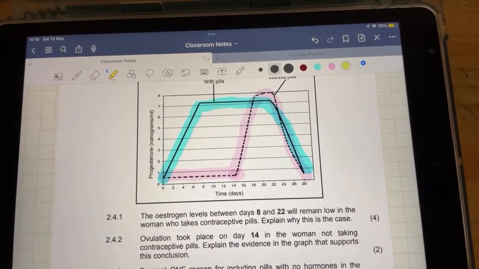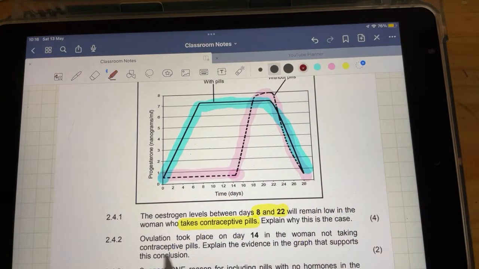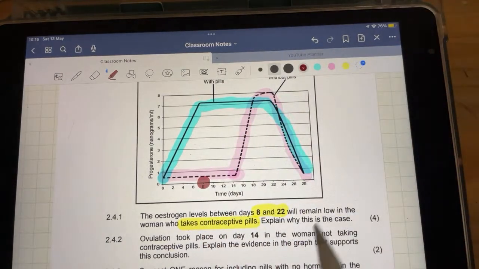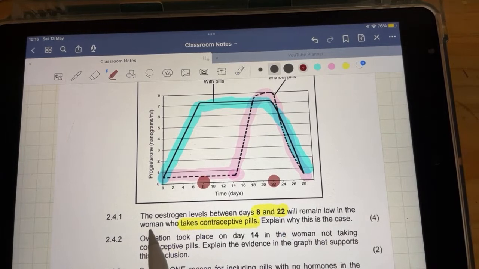So let's get into the questions. Number 1 says the estrogen levels between day 8 and 22 will remain low in the woman who takes the contraceptive pills. Explain why this is the case. So let's go to day, what does it say? The estrogen levels between day 8 and 22, there we go, will remain low in the woman who takes contraceptive pills. Explain why this is the case.